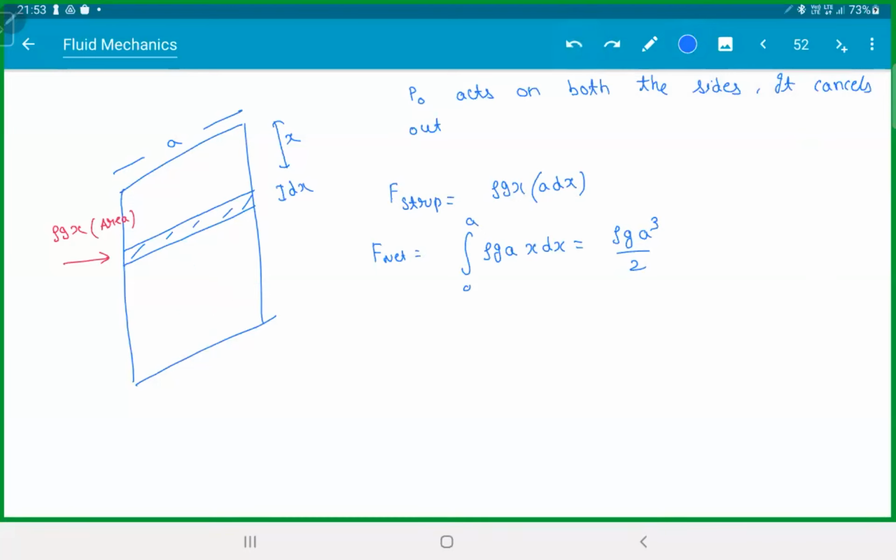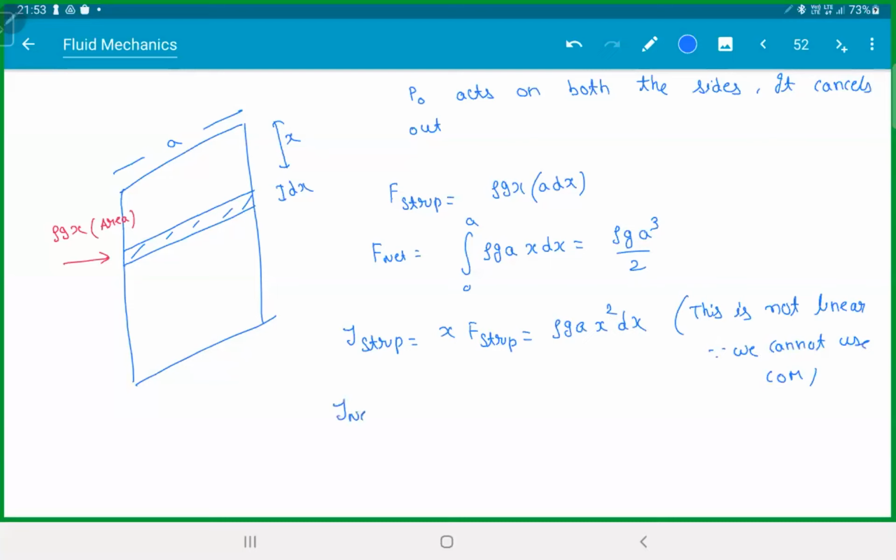But you need to do this because, what will be the torque then? So torque on each strip will be x into force on each strip. So this will be rho g a x square dx. If you see, this is a square function. This is not a linear function. You can't use center of mass. Center of mass concept you can use only for force. Therefore, we cannot use center of mass.